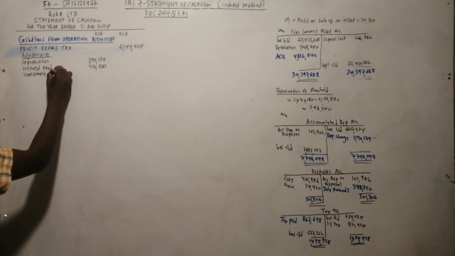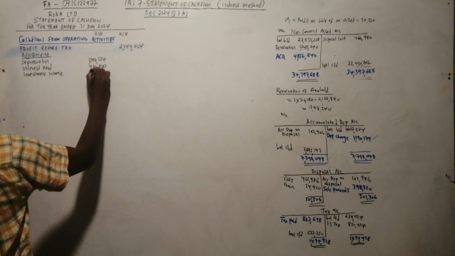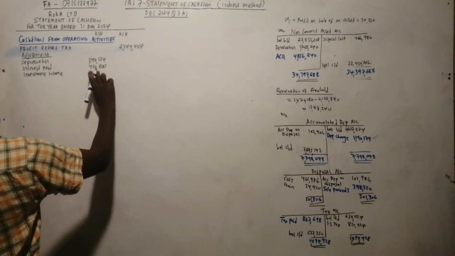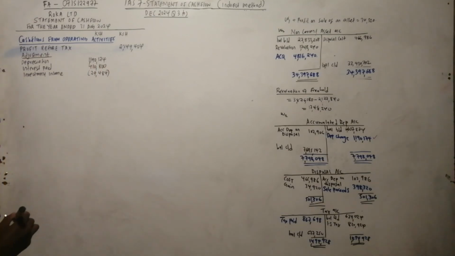Investment income. Now investment income, if you check it clearly, it was added. Now we are supposed to less it, 29,484. So it was added, so we less it, 29,484. So it was added. We are supposed to deduct it.